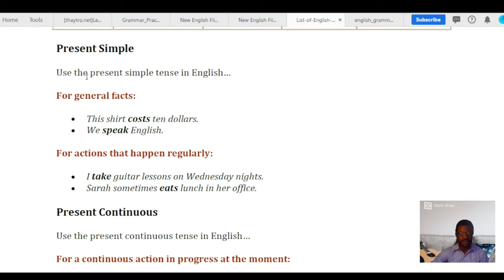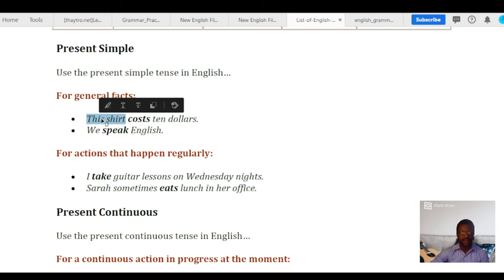So, present simple. Use the present simple tense in English for general facts. Fact means things that are always going to be true, things that are going to be true for a longer period of time. Okay? For example, this shirt costs $10. You see, here we use "this shirt."